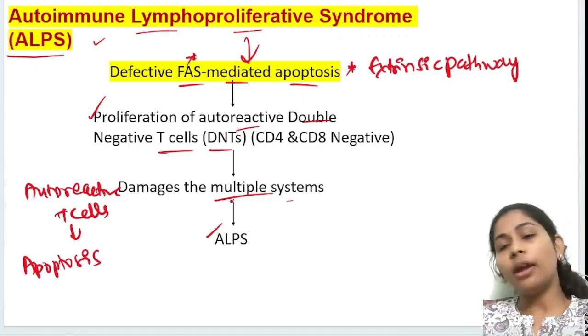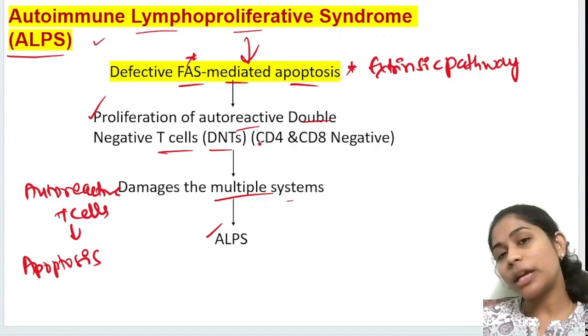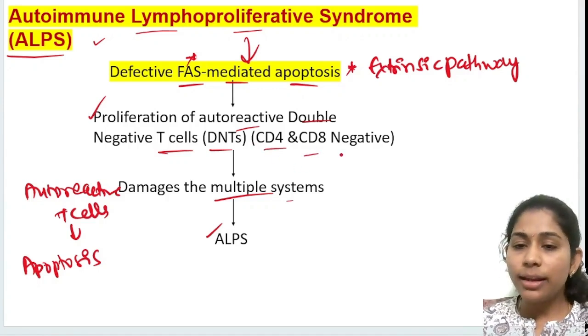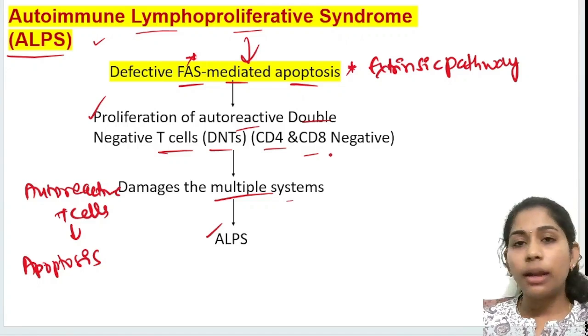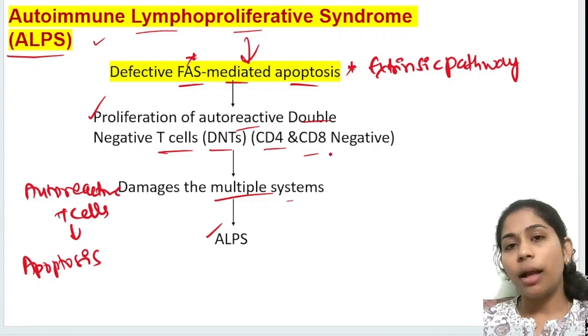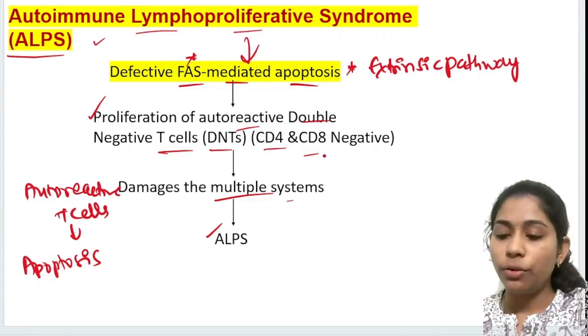Okay. So, now you tell me which one we have to detect. We have to detect these autoreactive double negative T cells. So, which markers can we use? Obvious, right? We can use CD4 and CD8. If these two markers are negative, then they are double negative T cells. If they are more, then it is abnormal. They should not be there. If they are more, then it is ALPS. How much more? There is a cutoff.